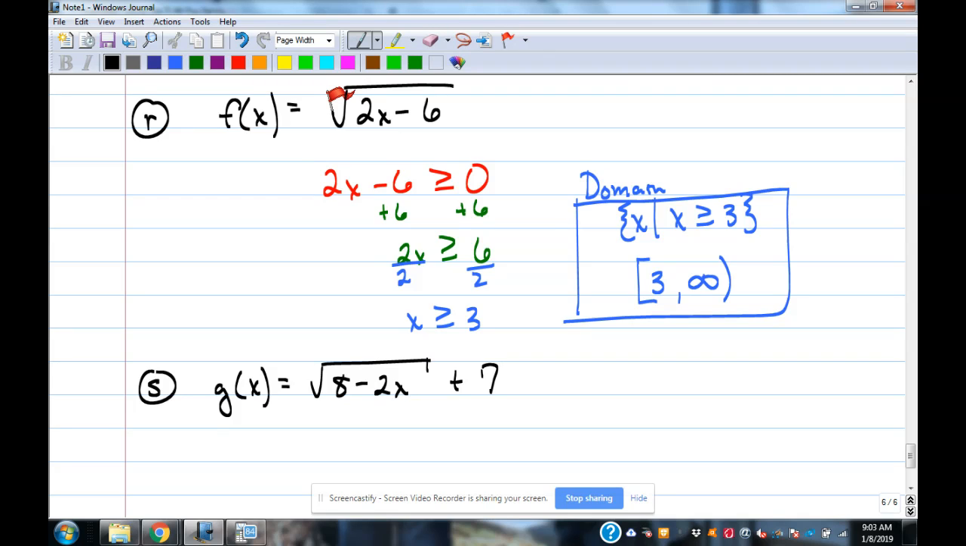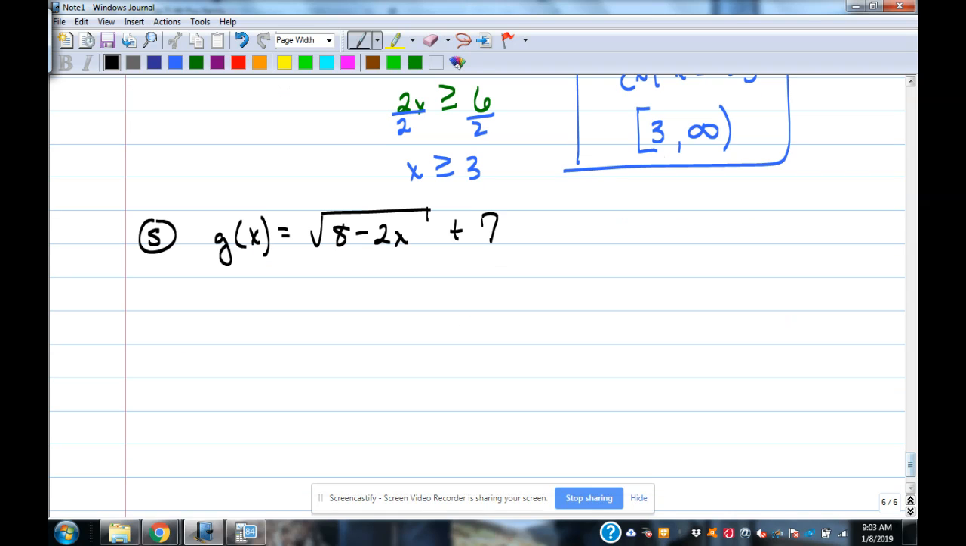Here's our function: square root of 8 minus 2x, plus 7. What do we got? Got a square root. Does the plus 7 have anything to do with the restrictions on the domain? No, it's not inside of the square root. It's not in the division by 0 or anything like that. So that plus 7 only affects the range. Doesn't have anything to do with the domain.